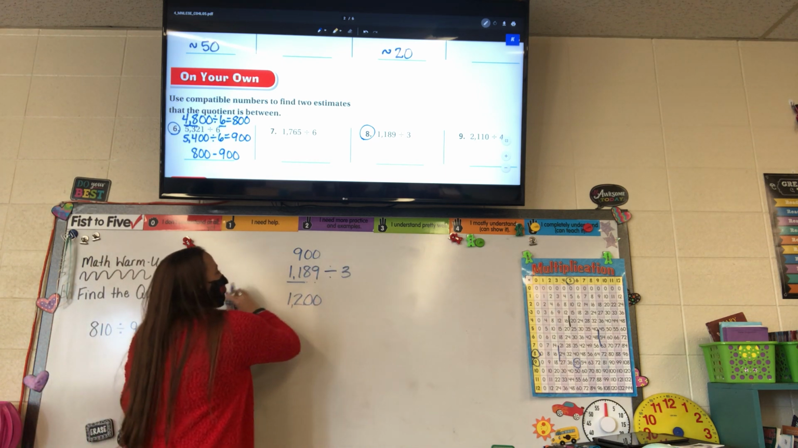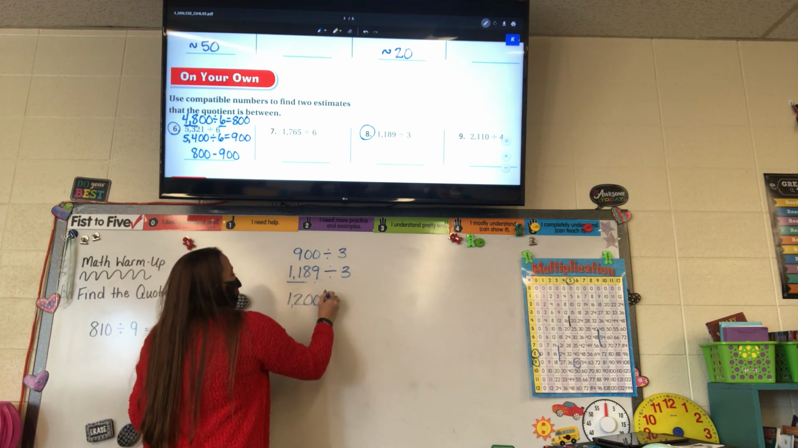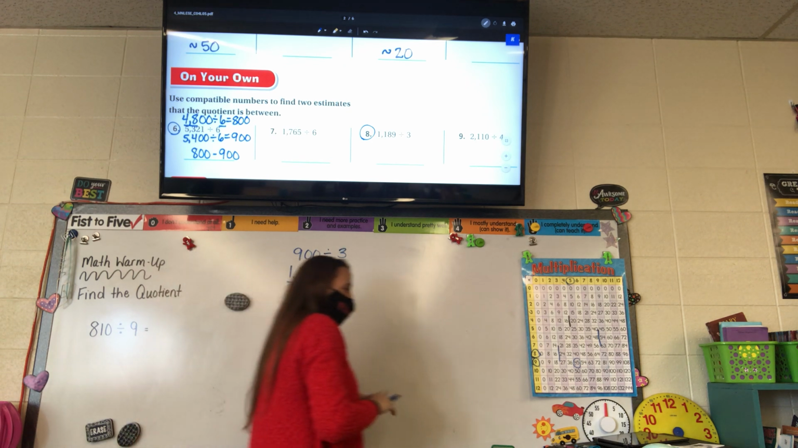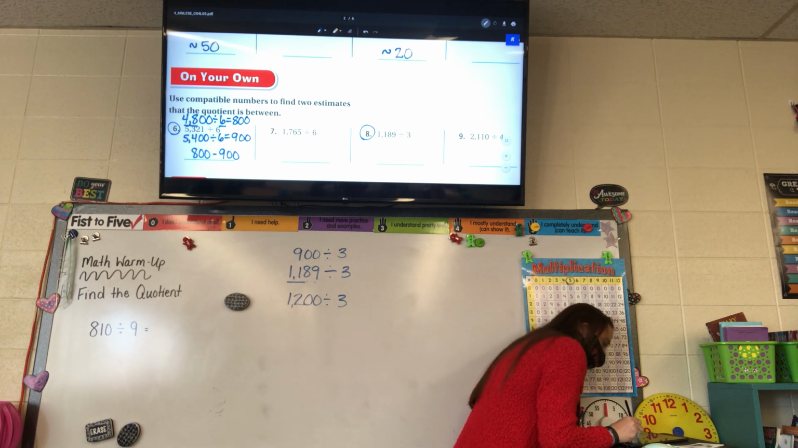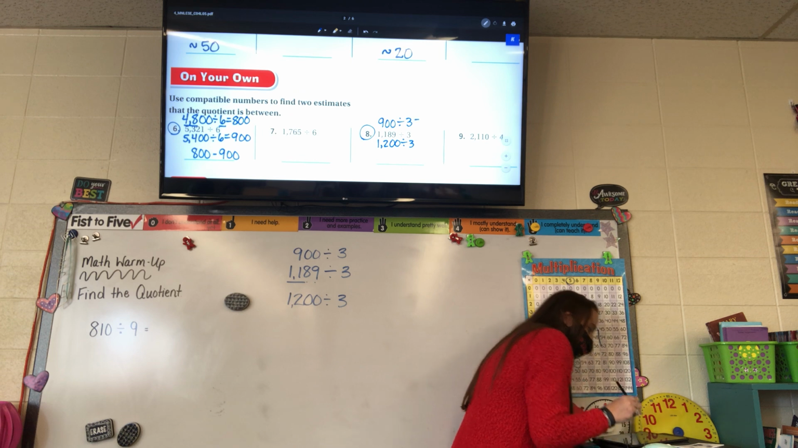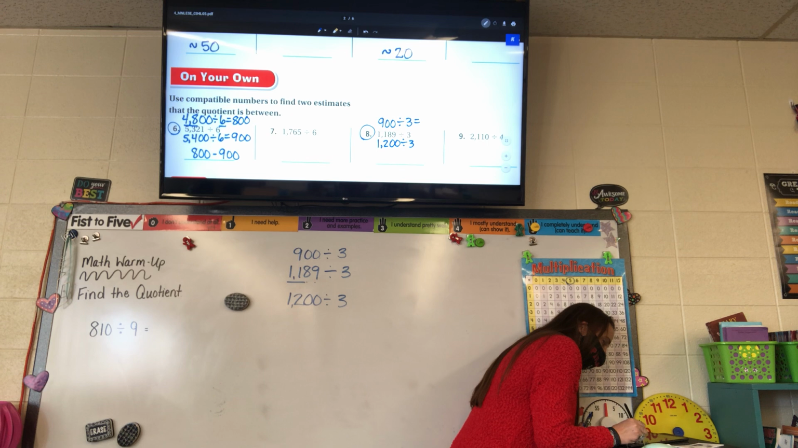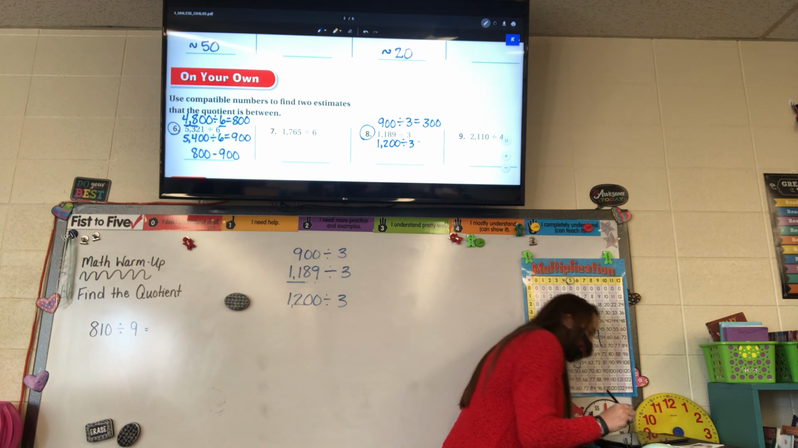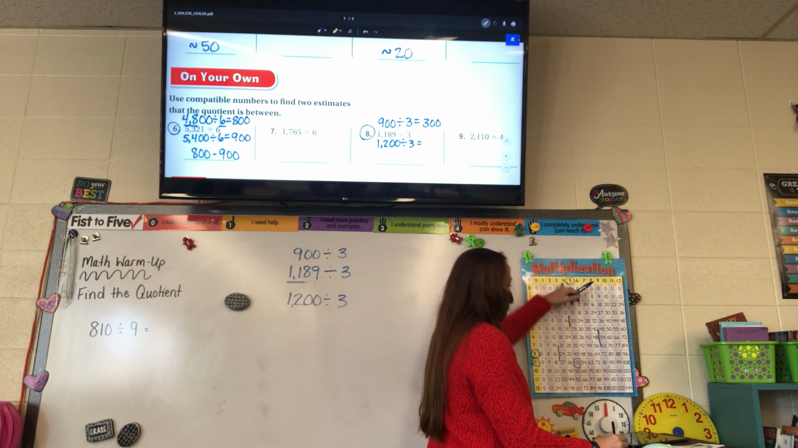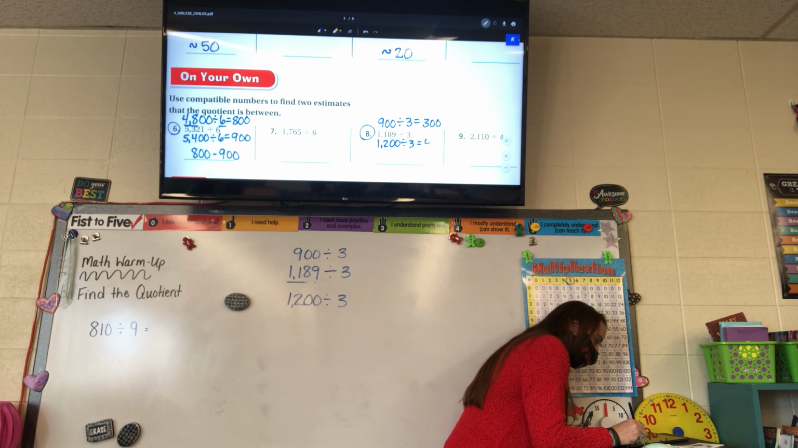So 900 divided by 3 and 1,200 divided by 3. 9 divided by 3 is 3 with 2 zeros behind it. 12 divided by 3 is 4 with 2 zeros behind it. So the answer we write on the line is between 300 and 400.